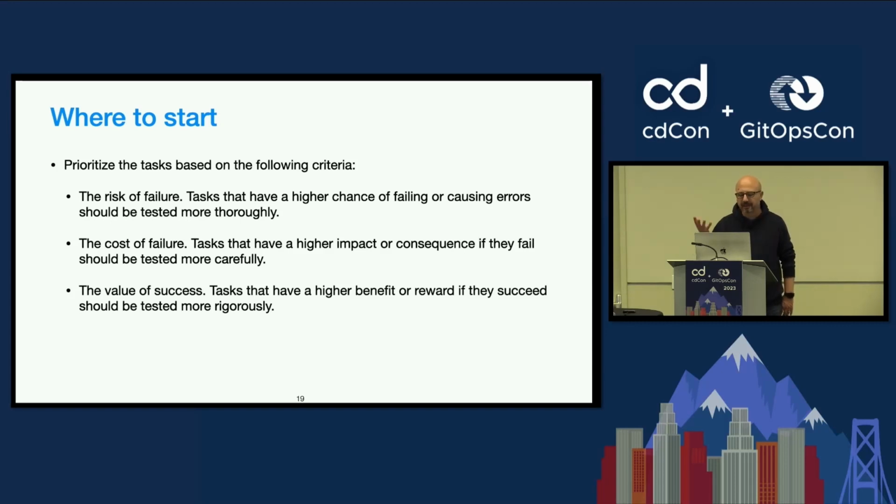These are the criteria that we go by: the risk of failure, which task has a higher chance of failing and causing a bigger problem; the cost of failure, which task, if it failed, has a higher impact; and which task, if it works well, will have a higher reward or benefit. This is a good criteria that we went by to figure out our priorities for which ones to start with testing.